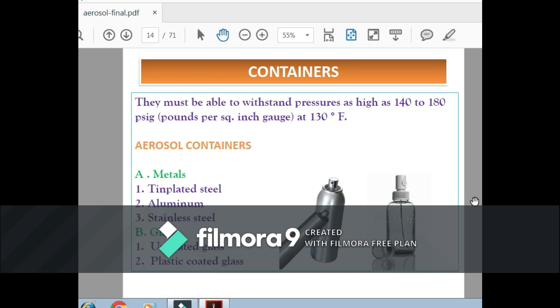Then in case of metal, we can use thin plated steel, we can use aluminum type of material, or we can use stainless steel. So depending on your drug delivery, to the nasal or to the topical, we can choose your type of metallic container. Then glass types of containers are also used for aerosol purposes. Generally uncoated glass, and plastic coated glass is also used.